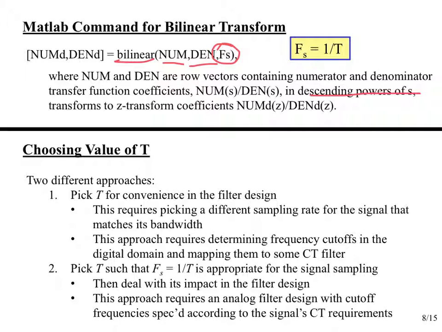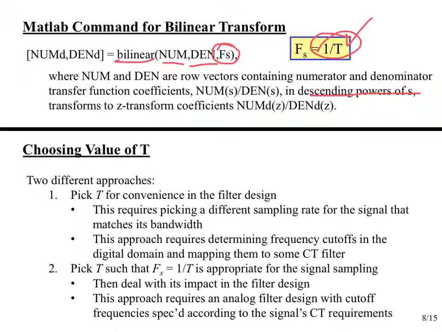Now, just be careful. That doesn't necessarily mean the Fs at which you'll be operating the actual final design, and we'll talk about that as we go through. So it's better to think about that Fs as being 1 over capital T, where for now, capital T should really be thought of as a design mapping parameter for the mapping between continuous time and discrete time. And we'll go through some examples that hopefully will make that concept clear.